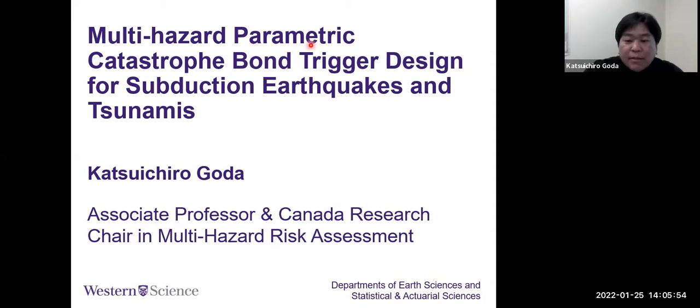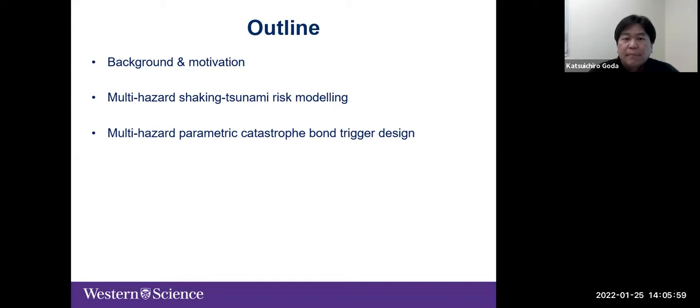So the title of my presentation is on the multi-hazard catastrophe bond trigger, and we're going to focus on the parametric one, which is based on the trigger of the cat bond being based on some sort of hazard parameter, such as earthquake magnitude and location, or sometimes intensity measures such as, for shaking, strong ground motion, spectral acceleration, peak ground acceleration, peak ground velocity. And if it's tsunami, it could be the wave height. And then potentially in future, it could be inundation depths, which could be obtained from satellite or something like that. So I'm just talking about the future things.